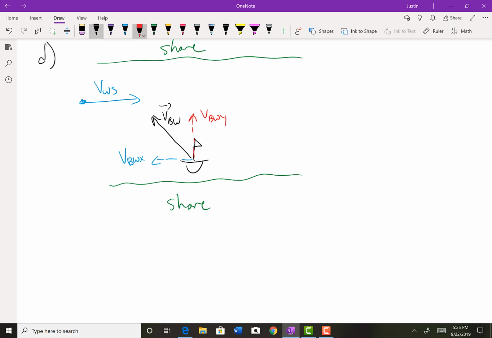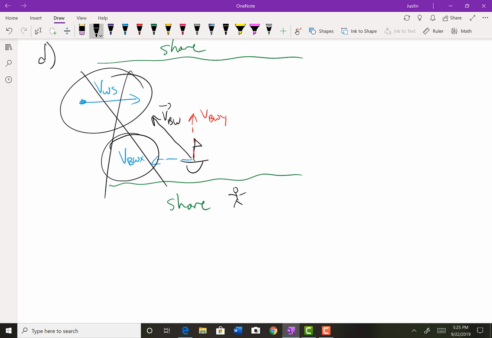So you can see if you were an observer standing on the shore, this component would cancel out with the water, so you wouldn't see any of that velocity. You would just see the boat moving straight up in that direction. So what's the velocity of the boat with respect to the Earth, or with respect to the shore? Well, that's just equal to the velocity of the boat with respect to the water along y. So all I need to do is find that.